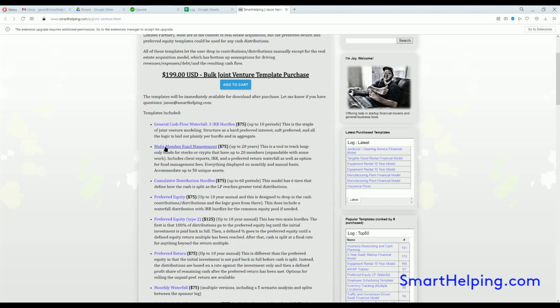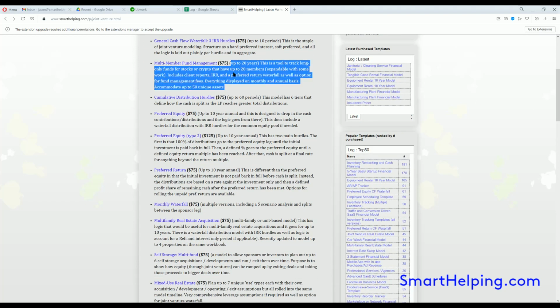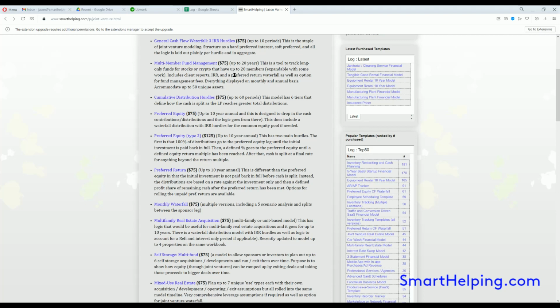Next up, multi-member fund management. This is for a long only fund. You could be buying crypto, buying stocks, and then when you sell, there's profit, and this has cash flow waterfalls attached to that initial investment of investors.